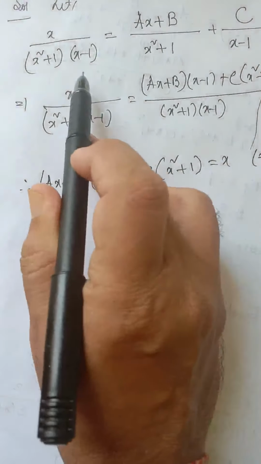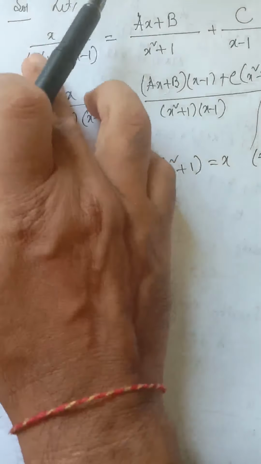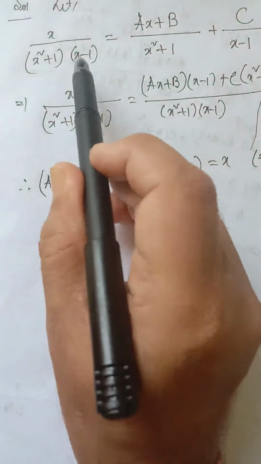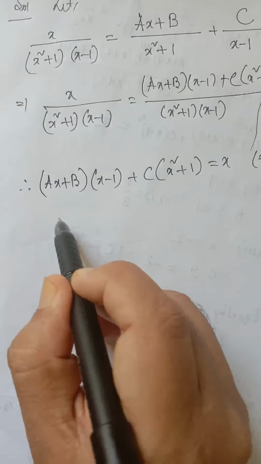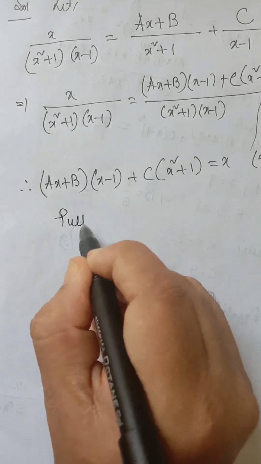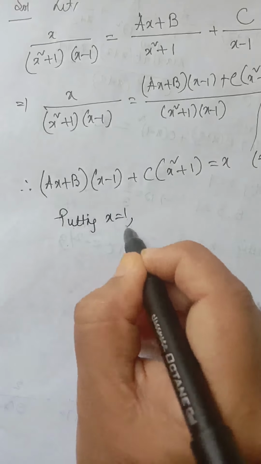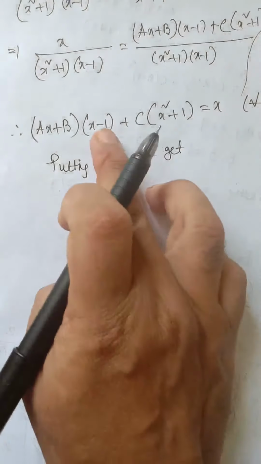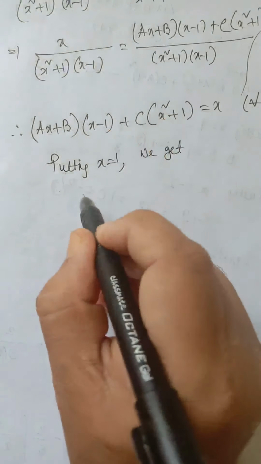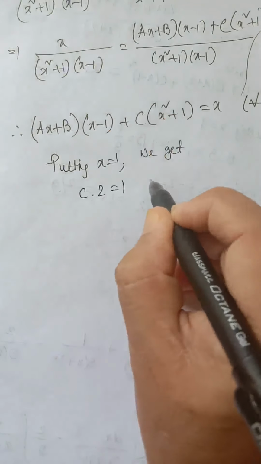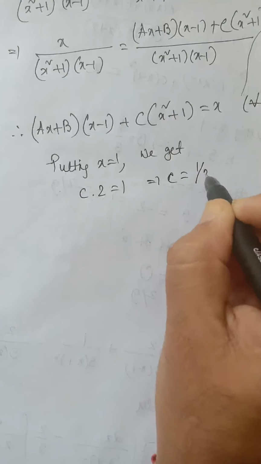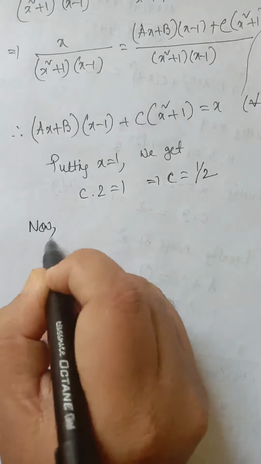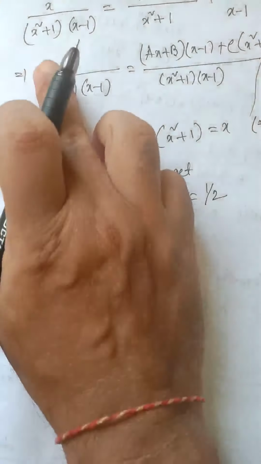X minus 1 will be 0 when x equal to 1, and the other factor has no real solution. So first step, this will be 0 when x equal to 1. Putting x equal to 1, this will be 0. We will get c into 2 equal to 1, so c equal to half. Now this is not equal to 0, so we have no other factors in the denominator.